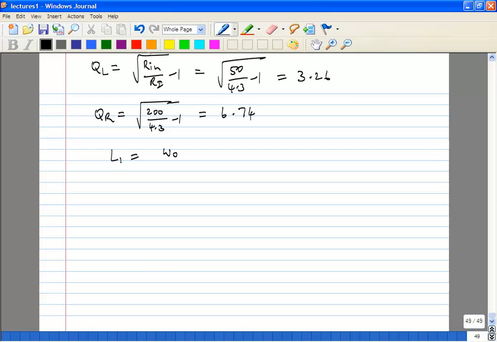Okay, so what is L1? It is omega naught, Q left over omega naught times Ri, right? What is this? This happens to be, you calculate it out, you get 0.93 nanohenries. Okay, so you know QL, you know Ri, you know omega naught. Very straightforward to calculate L1.